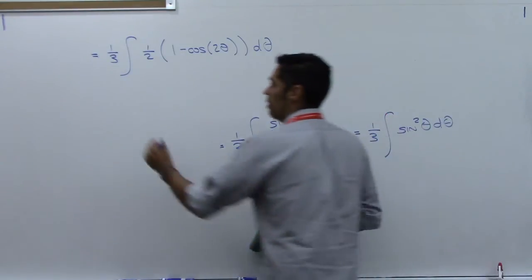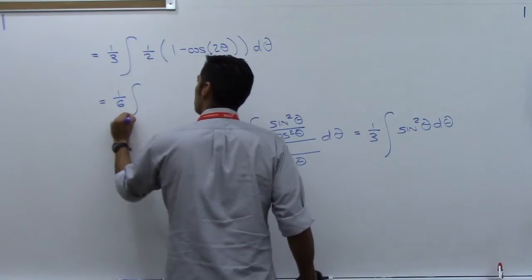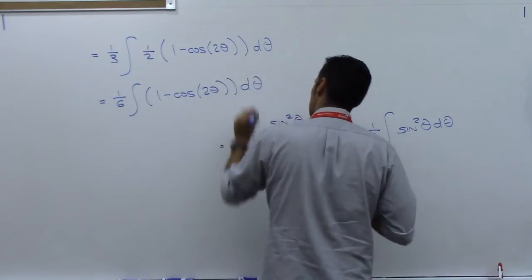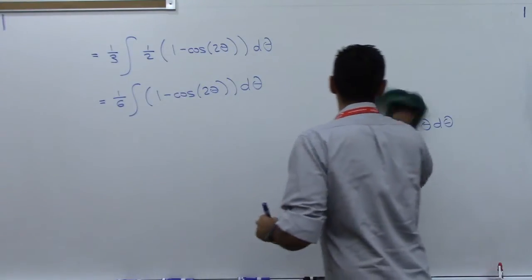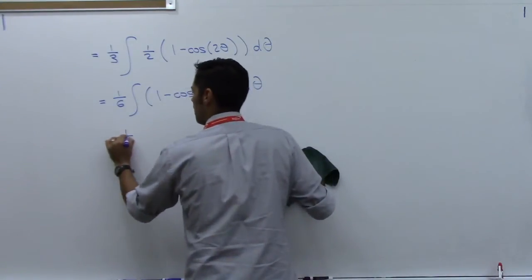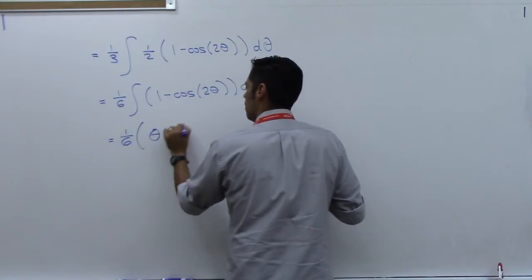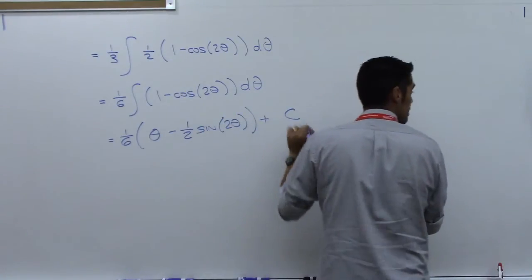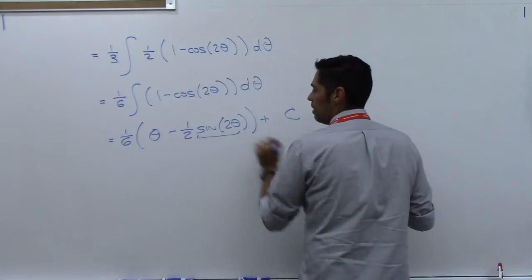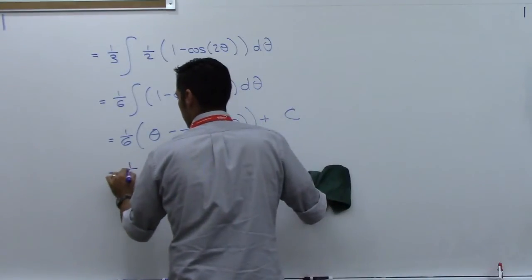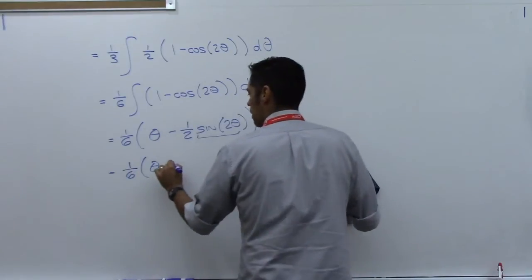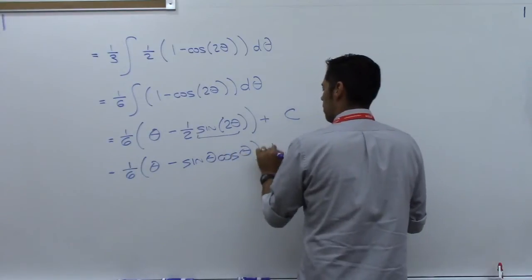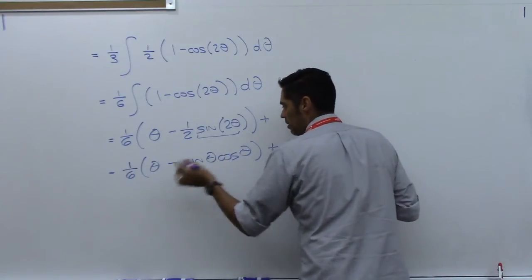All right, I continue. 1/6, 1/2 came out. 1 minus cosine 2 theta d theta. And now I'm going to integrate each one of these term by term. 1/6 antiderivative of 1 is theta, minus 1/2 sine 2 theta, and then plus c. And I already know what's going to happen here because I've done this 1,000 times. This is going to be minus sine theta cosine theta plus c, right? And now I just need to figure out what that information is.